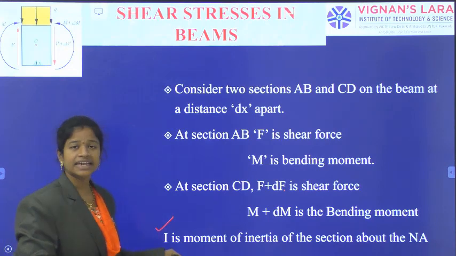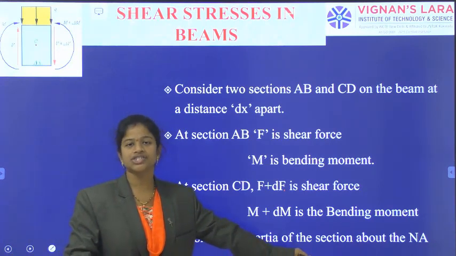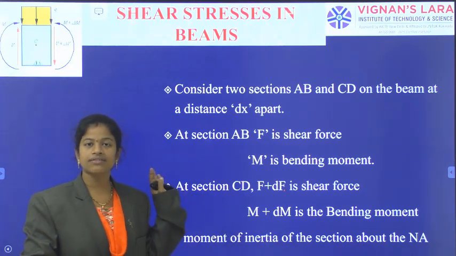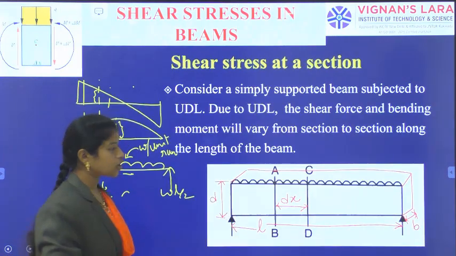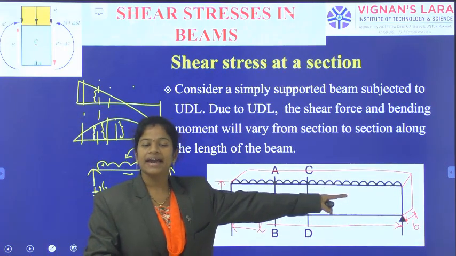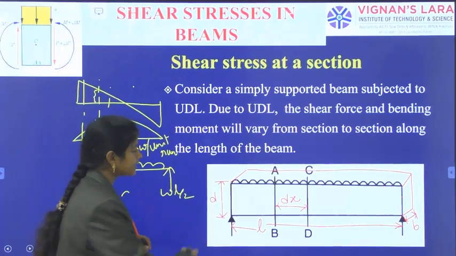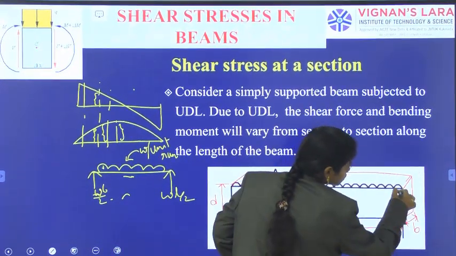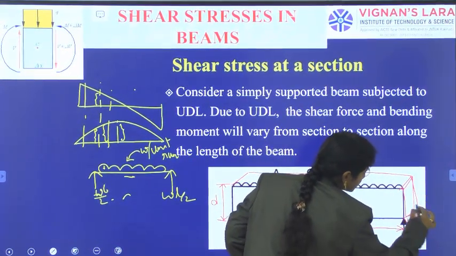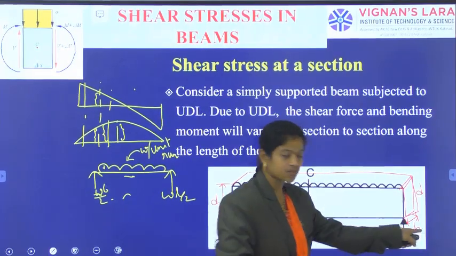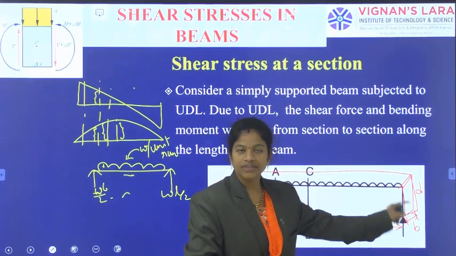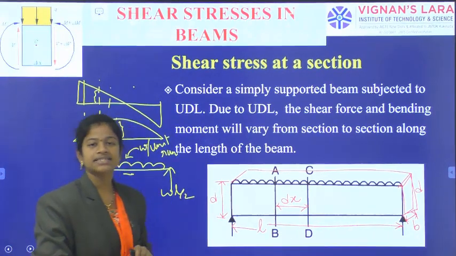And we have indicated capital I as moment of inertia of the section. Just now we have given the beam is having the cross section like this with the B width and D depth, right? And due to this cross section, BD is there, right? So this one is D and this one is B. For this, I have indicated moment of inertia as capital I.